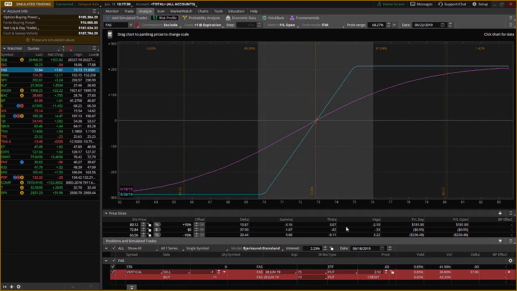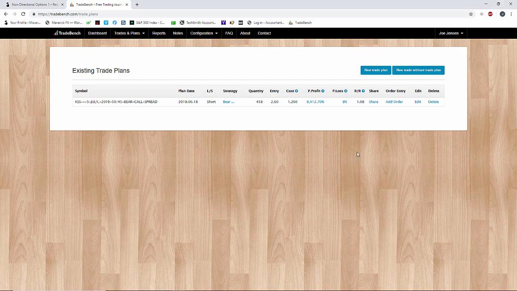So let's put in the numbers. We're thinking of a $2.12 credit. We are going to do a 75/70 bull put spread that expires in 10 days, which is the 28th of June. Hopefully you guys remembered all that, because I didn't, which is why we can go back and forth. So let's start a new trade plan.